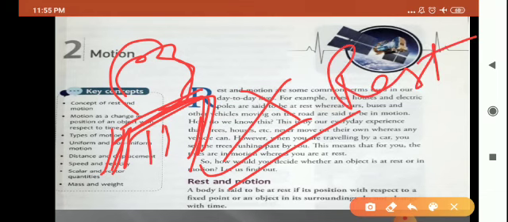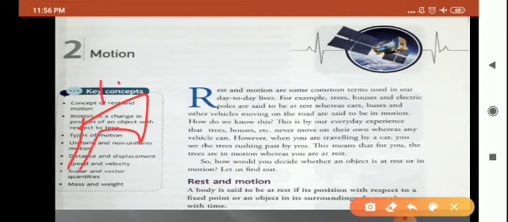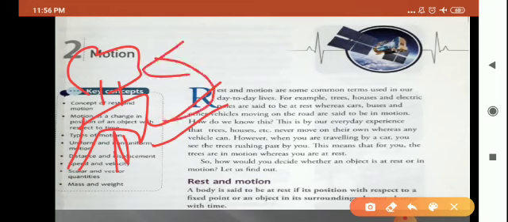Okay, children, I think it is clear to you. So what is the definition for rest? A body is said to be at rest if its position with respect to a fixed point or an object in its surrounding does not change with time. As in the example of the bench fixed under the shade of the tree, is this bench moving? No. The position of this bench is fixed with respect to a fixed point, and that fixed point is this tree. The position of this bench is not changing with time. So this bench is at rest.